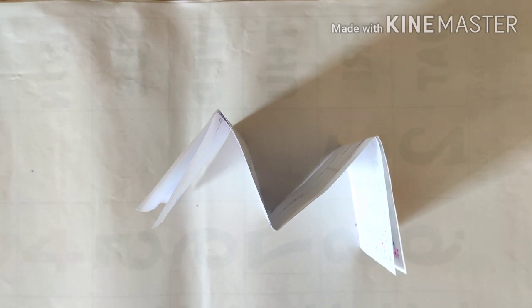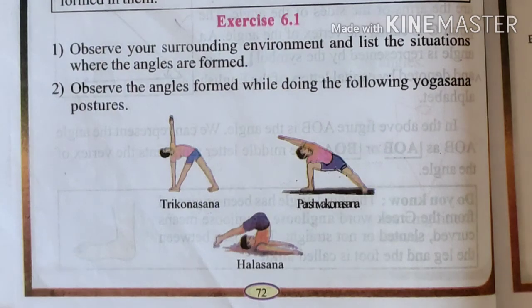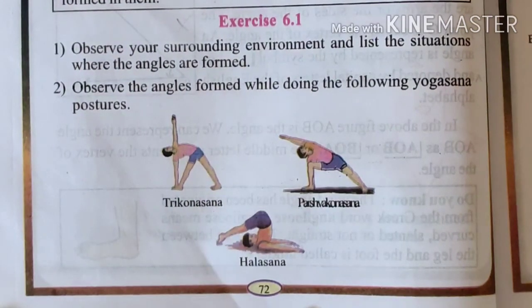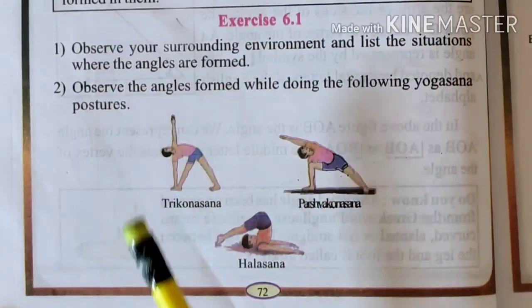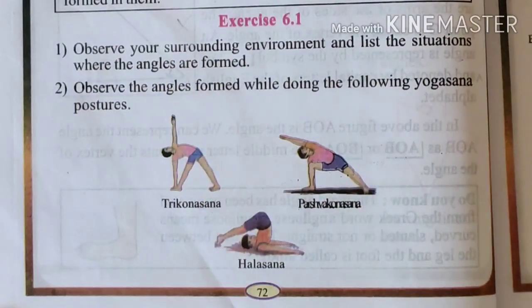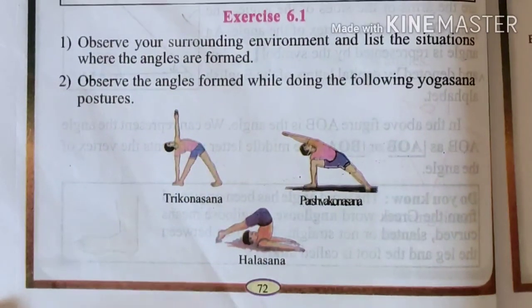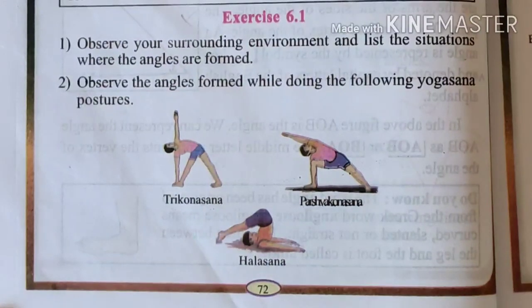This is the homework for you. This exercise from page number 72 is the homework for you. You have to solve it on your own. First one is observe your surrounding environment and list the situations where angles are formed. A few of the examples I have given in the lesson. A few more you have to write on your own. Second one, observe the angles formed while doing the following yogasana postures.